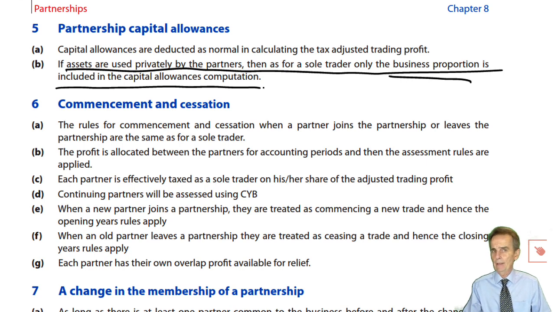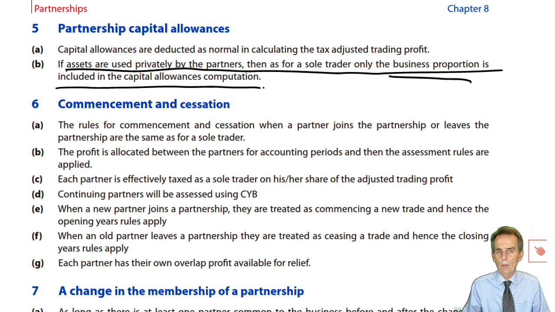And equally, if a partner leaves the partnership, then having got their tax-adjusted trading profit for the part of the accounting period up to the date when they leave the partnership, we have to deal with the closing year rules for the cessation of a trade, but just for that individual. So far as that individual is concerned, they have ceased trading.